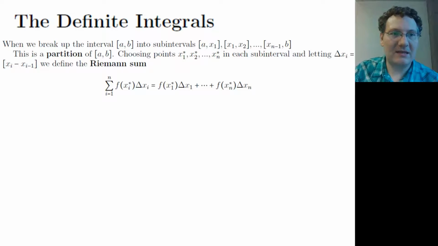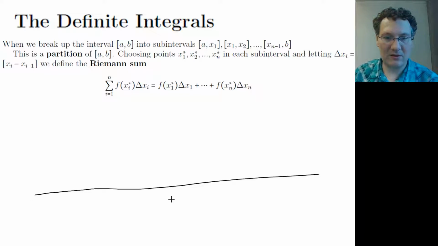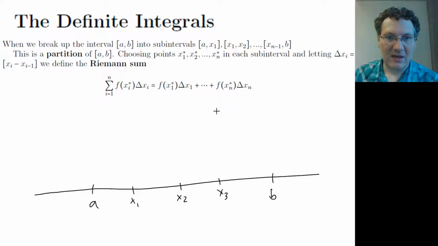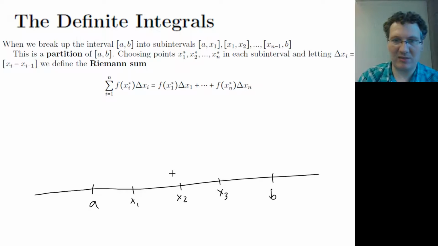So the idea with the Riemann sum is you have some interval from A to B, and we're going to break this up into a bunch of little subintervals. They don't have to be equally sized. Here, I broke it up into 4 intervals, and this is what you call a partition of the interval from A to B.